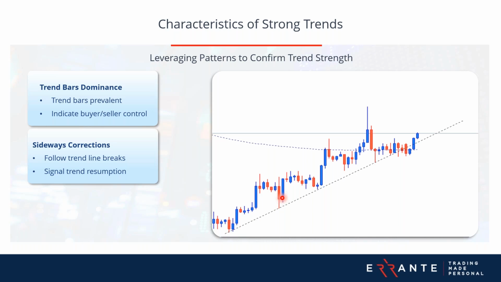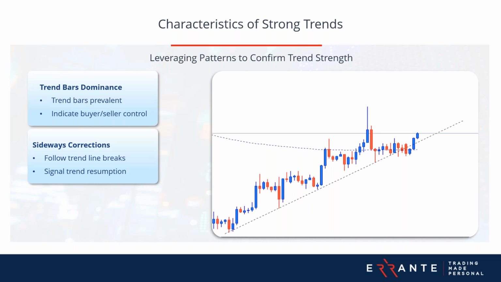As you see, the definition of a trend bar means the candles or bars that are in the same direction as the market direction. As you see here, for example, we have an uptrend, and each blue candle is considered a trend bar. And then we have sideways corrections.